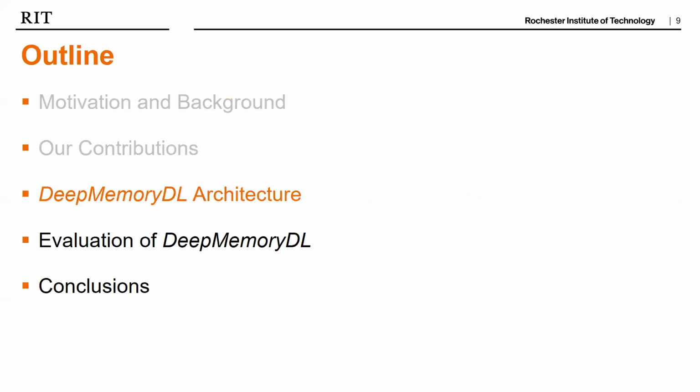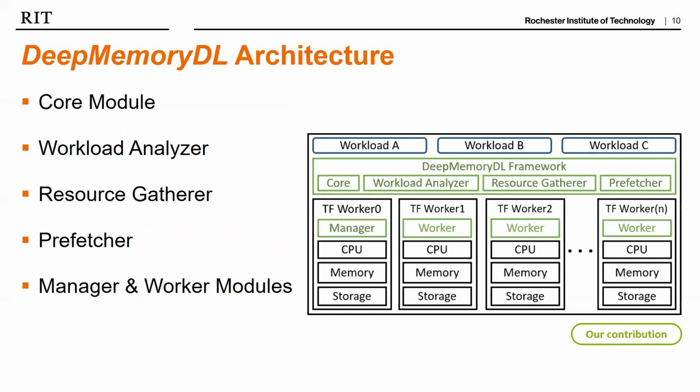Now let's go over the architecture of DeepMemoryDL. On the top layer, we have our deep learning workloads running on the distributed TensorFlow environment, and the framework is tightly integrated with TensorFlow. The boxes in green are our contributions. On the TensorFlow master node, we have the core module, workload analyzer, resource gatherer, prefetcher, and the manager module. The worker nodes reside closely with the TensorFlow workers, and they also have a prefetcher on them as well.